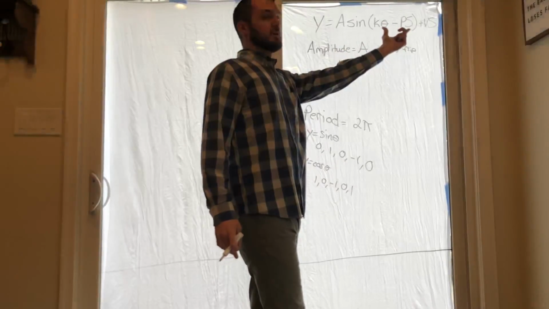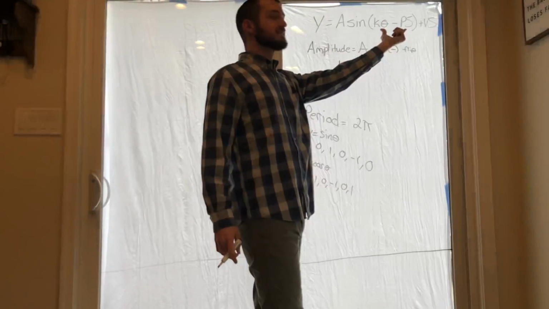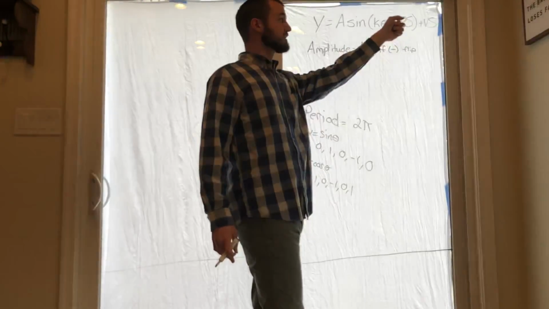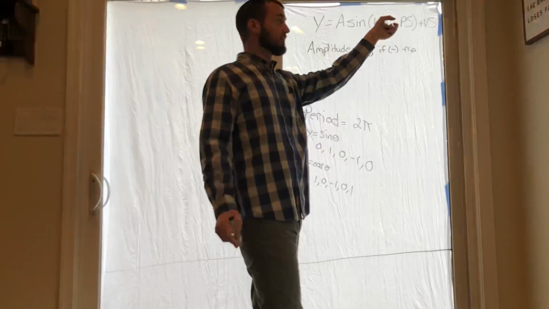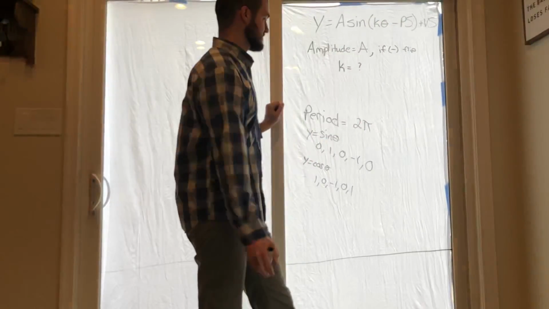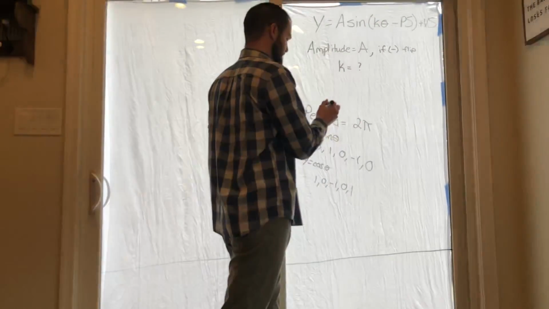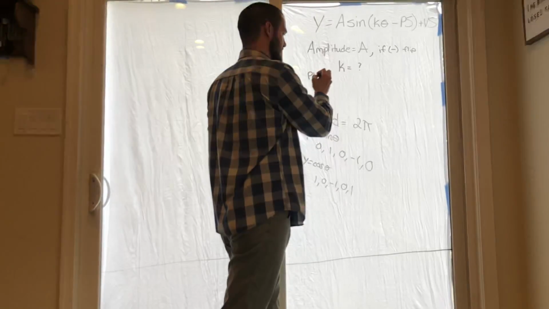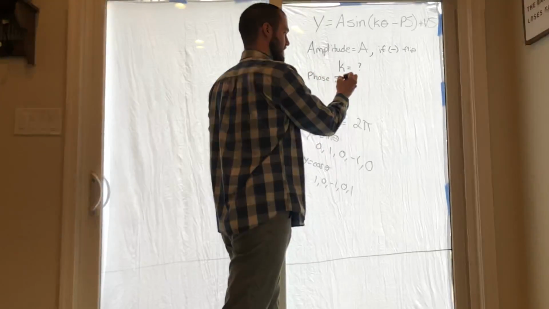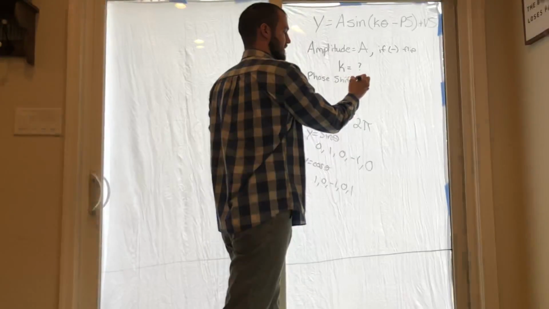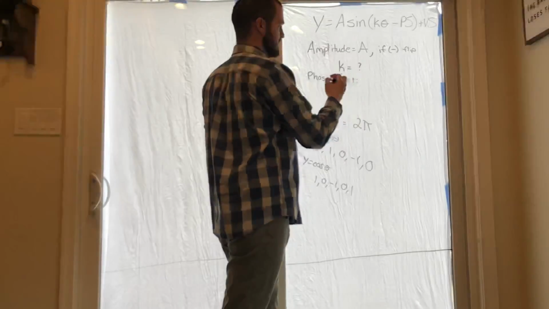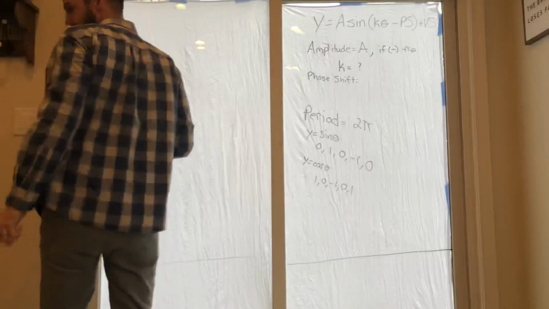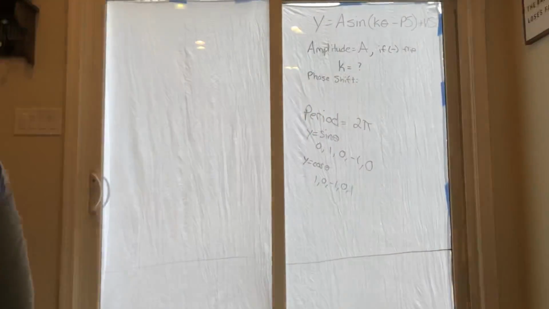Now, if you remember, when you have something inside the function that's being added or subtracted to X, what kind of shift is that? It's the horizontal one. For this, we're going to call it a phase shift.